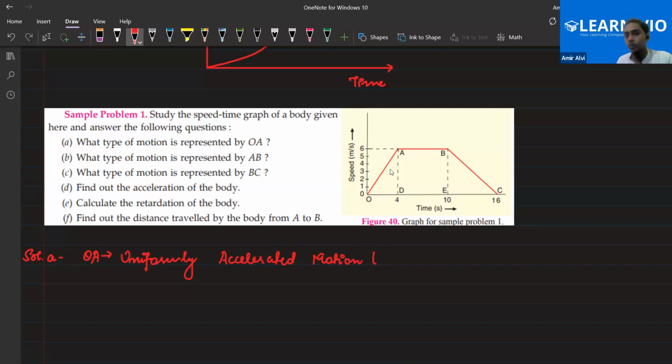And it is a positive motion. So the graph is going in the upward direction. So I'm specifically writing positive, okay, to avoid the confusion. For the point B, AB. So AB is parallel to the time axis. So it means that there is no acceleration. So the acceleration of this phase is zero. So the AB part is zero acceleration.